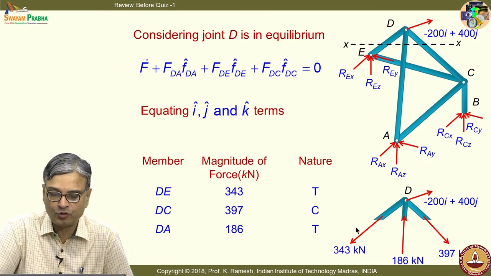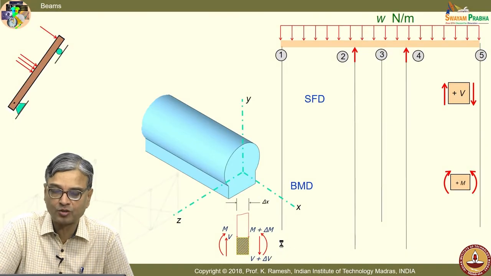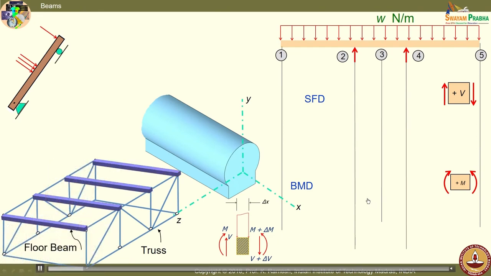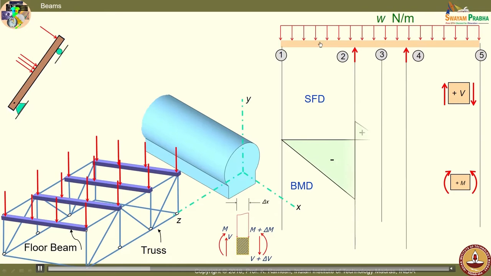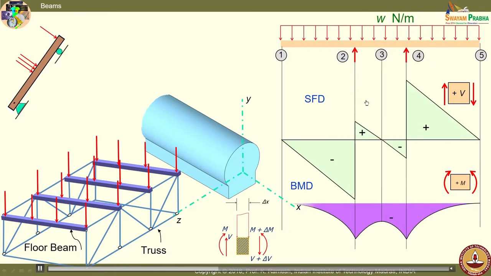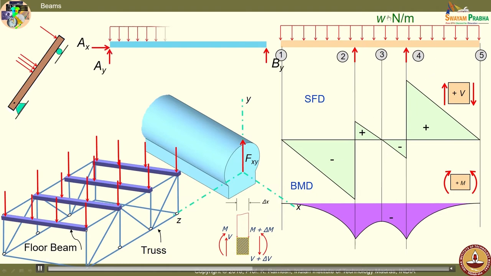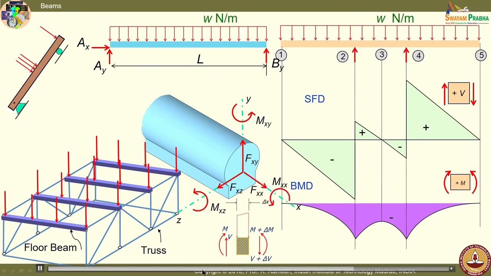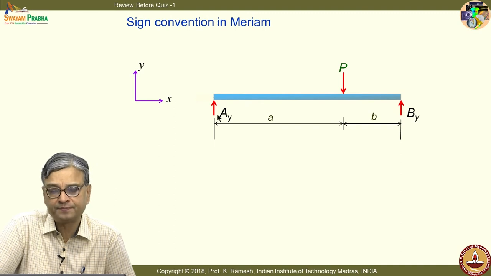I have all these forces where the direction is also modified and so on. Then we moved on to discussing beams. We have understood that any member that supports transverse load, we call it a beam. And we discussed that I should have the loading diagram, shear force and bending moment diagram one below the other. And in this chapter also, we have discussed sign convention.